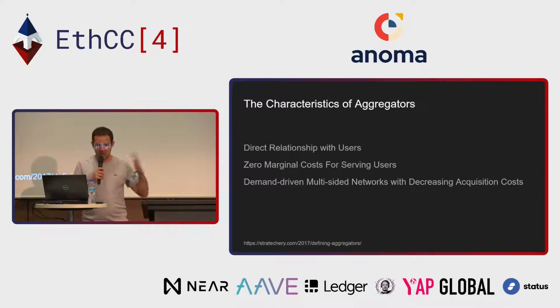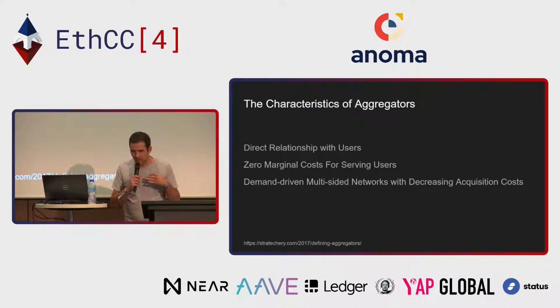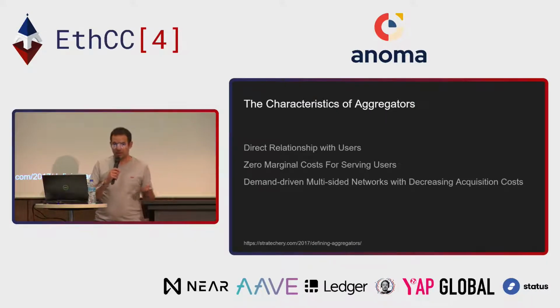Third, what he also called demand-driven multi-sided networks with decreasing acquisition costs. We're talking about network effects here, and the cost of acquisition decreases over time. Once we have a user, we have another user. For instance, in Facebook, we have one user with their friends, which is going to bring other friends, and so on and so forth. And in an AMM like Uniswap, we have a liquidity provider with a trader. The more traders, the more liquidity providers, and so on.